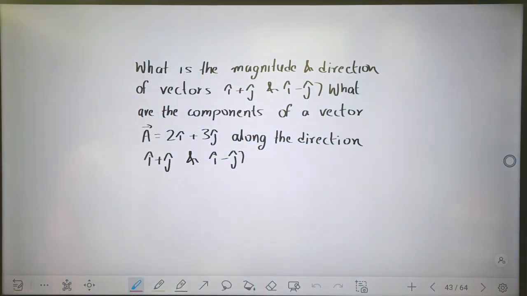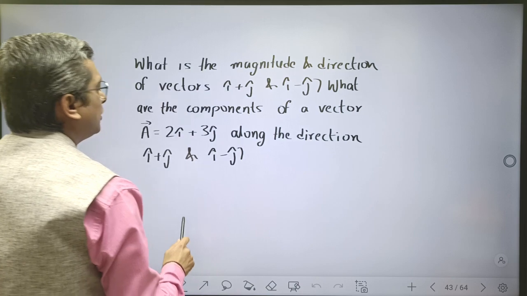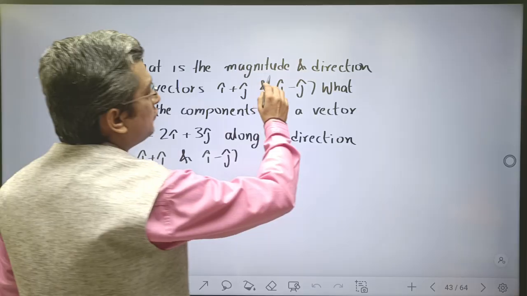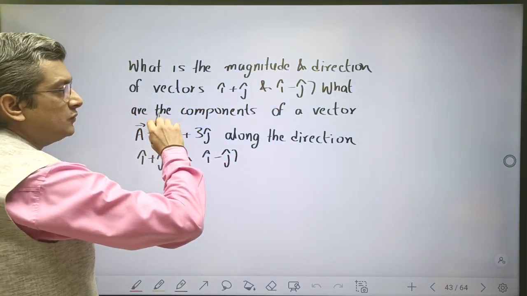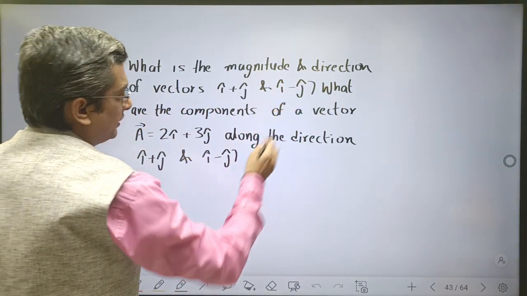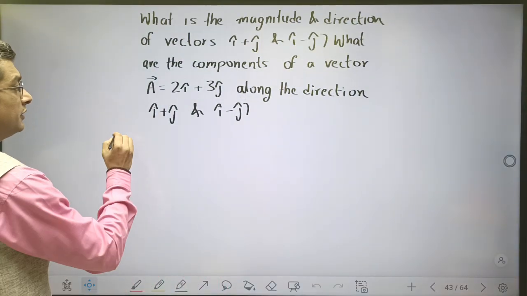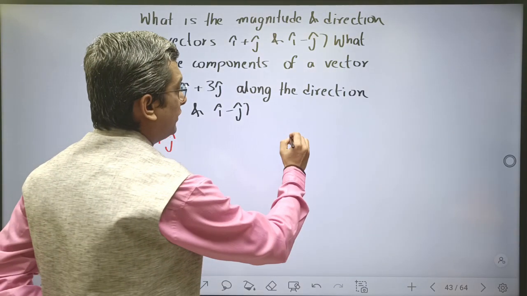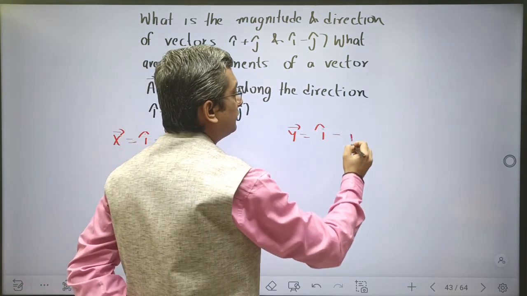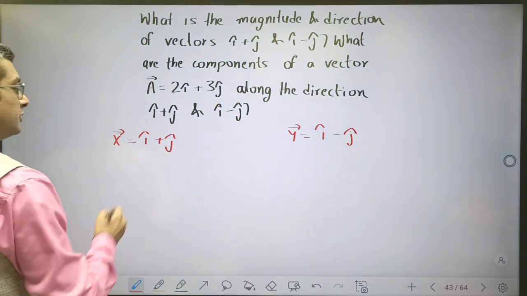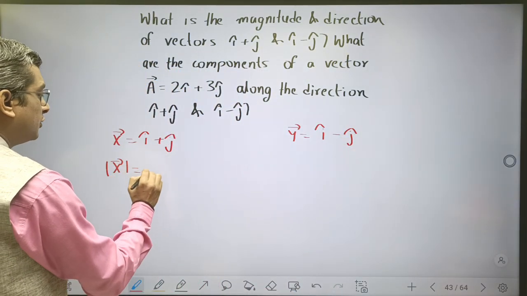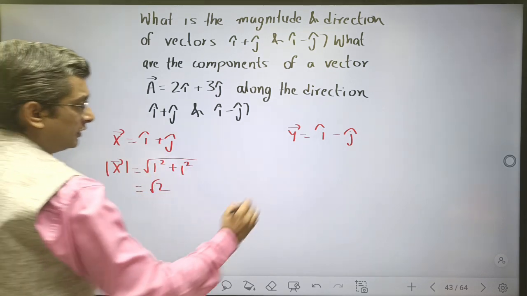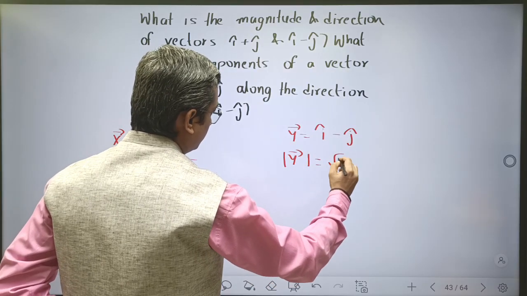Next is, what is the magnitude and direction of vectors? What are the components of a vector along the direction? So this question has two parts. The first part is, we have to find the magnitude and direction of vectors I cap plus j cap and I cap minus j cap. So let us suppose the first vector is x vector, that is I cap plus j cap, and the second vector y vector is equal to I cap minus j cap. So first we have to find its magnitude. So its magnitude is given by root over 1 square plus 1 square, since the coefficient of I and j are 1 and 1. So this is root 2. Similarly, magnitude of second vector is also root 2.